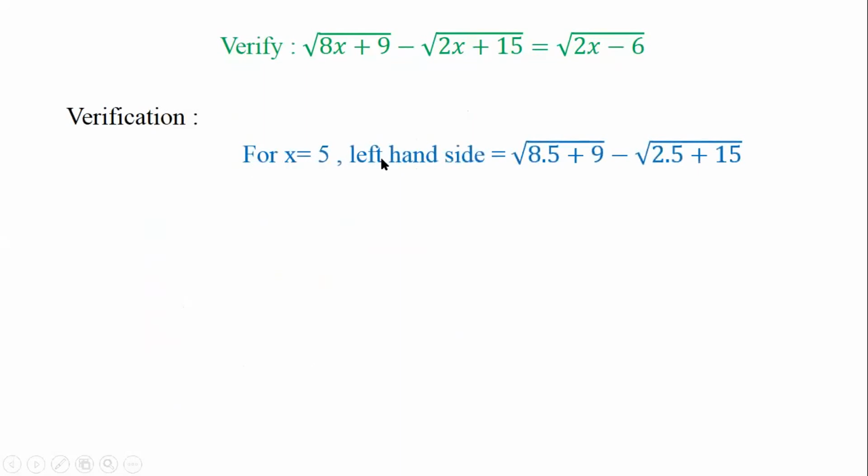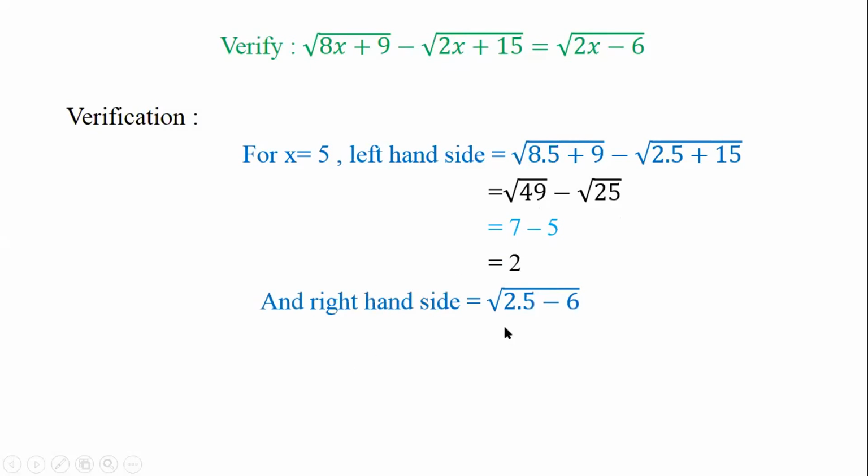For x equal to 5, the left hand side is root over 8 into 5 plus 9 minus root over 2 into 5 plus 15. Because 8 into 5 means 40, 40 plus 9 equals 49. 2 into 5 means 10, 10 plus 15 equals 25. The square root of 49 equals 7, and the square root of 25 equals 5. 7 minus 5 equals 2.